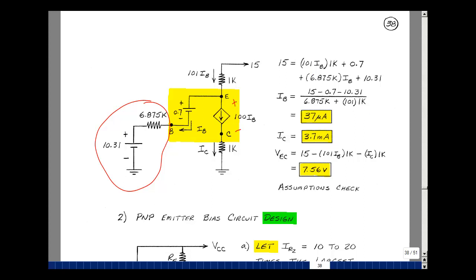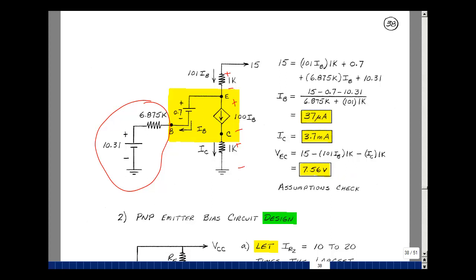And then the voltage is 15 volts minus the drop across here, minus the drop across here, because these 3 added together gives me 15. Subtracting the top resistor and then the bottom resistors' voltages, I get 7.56 volts. I sub B is greater than or equal to 0, and V sub EC is greater than V sub EC sat. So we are in the active region.